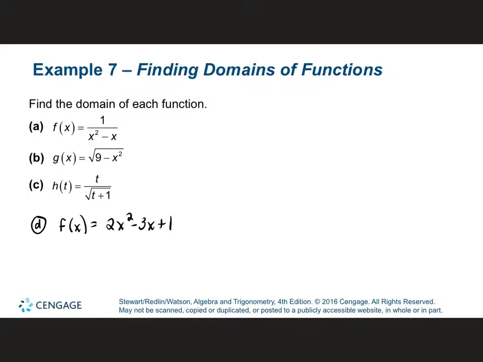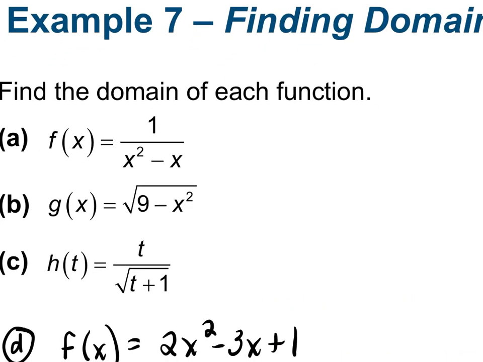If we look at these 4 examples, for A, we have f of x equals 1 over x squared minus x. You have an x in the denominator, so set the denominator not equal to 0 and solve for what x can't be. So that denominator, x squared minus x, cannot equal 0. You have to factor this in order to solve for x. When you factor out an x, you have x times x minus 1 is not equal to 0. Set both parts not equal to 0.